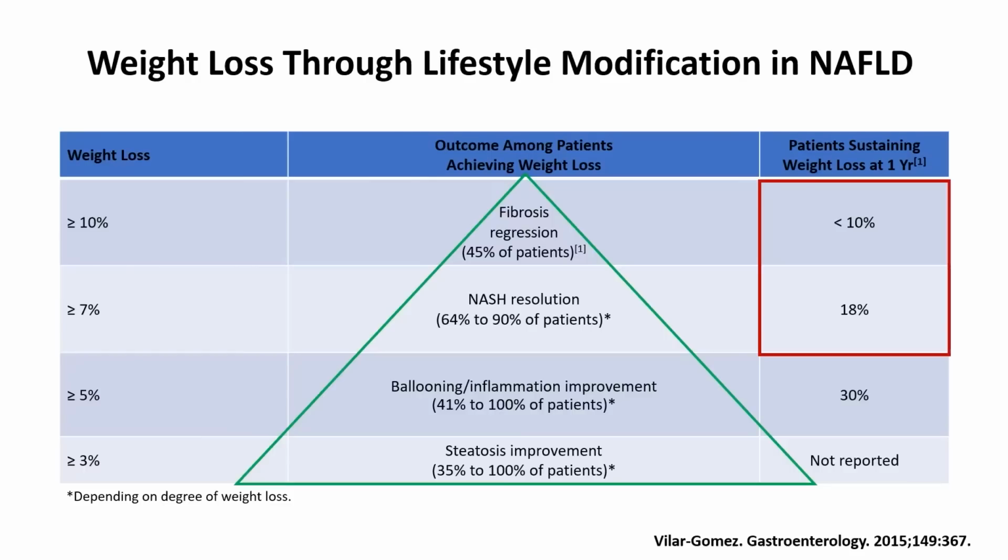Next. So we know that weight loss through lifestyle intervention is very helpful for patients with NASH. This is what we call the weight loss pyramid. You can see that losing as little as 3% of your total body weight will help reduce steatosis. But if you want to resolve NASH and improve fibrosis, you need to lose about 10% of your total body weight. So if you're at 200 pounds, you need to lose 20 pounds.